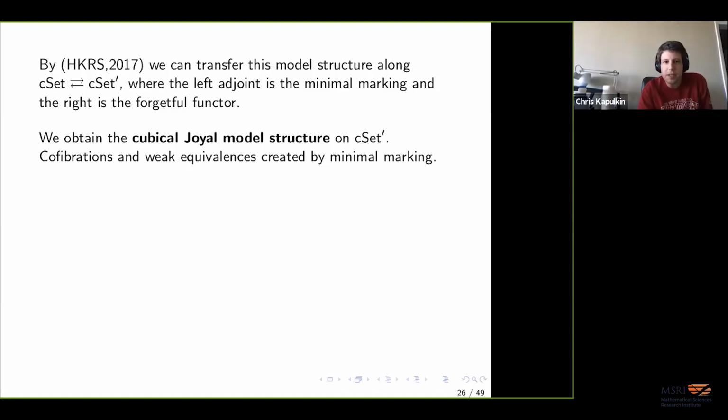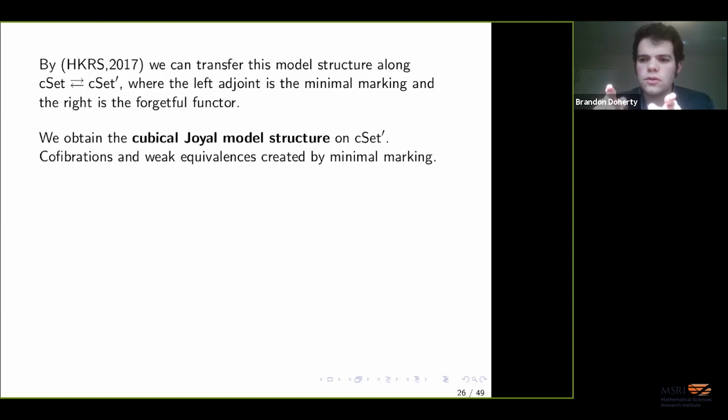Sorry, is the prime there? We obtained the cubical Joyal model structure on C-set, right? Yeah, sorry, that was just a really bad typo that I somehow didn't catch. The cubical Joyal model structure is a model structure on cubical sets, not on marked cubical sets. Yeah, sorry, that was just a typo.